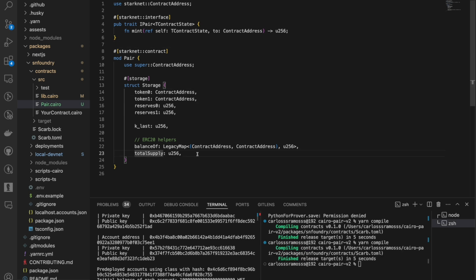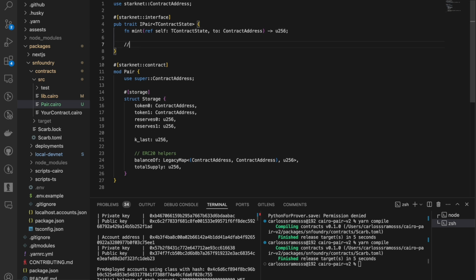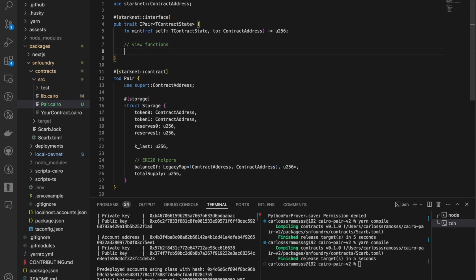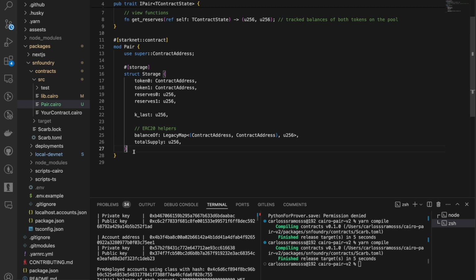All right, cool. Now let's actually write first a helper function here. Helper view functions. So one of the main view functions, the one that every pair has, is the reserves function. So it's gonna give us two numbers that represent these two here, which are the tracked balances of both tokens on the pool.